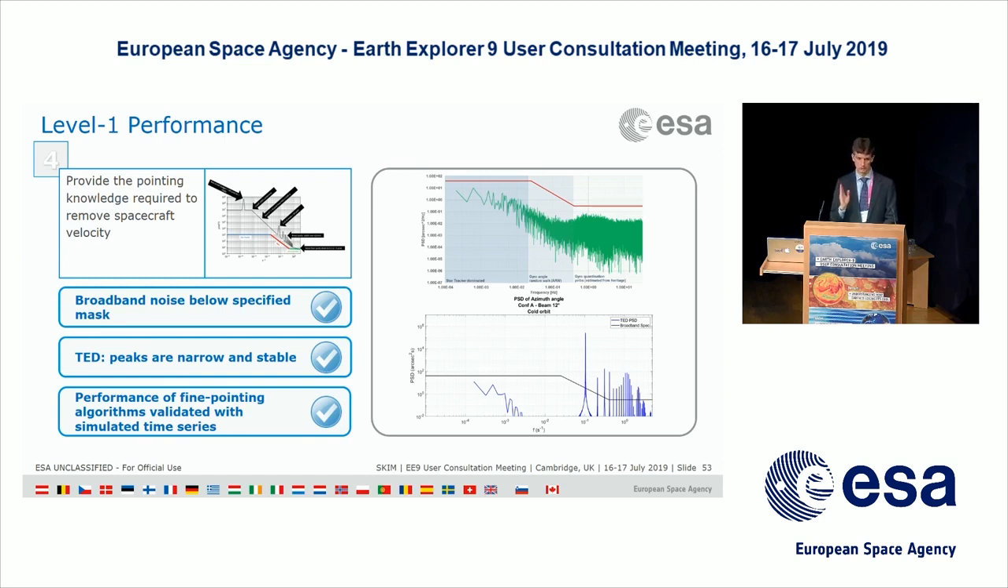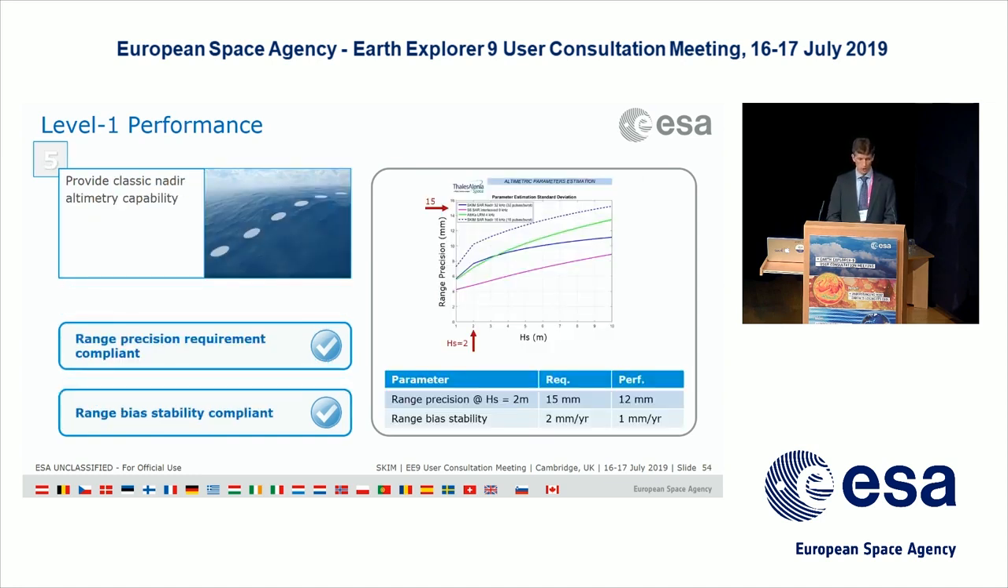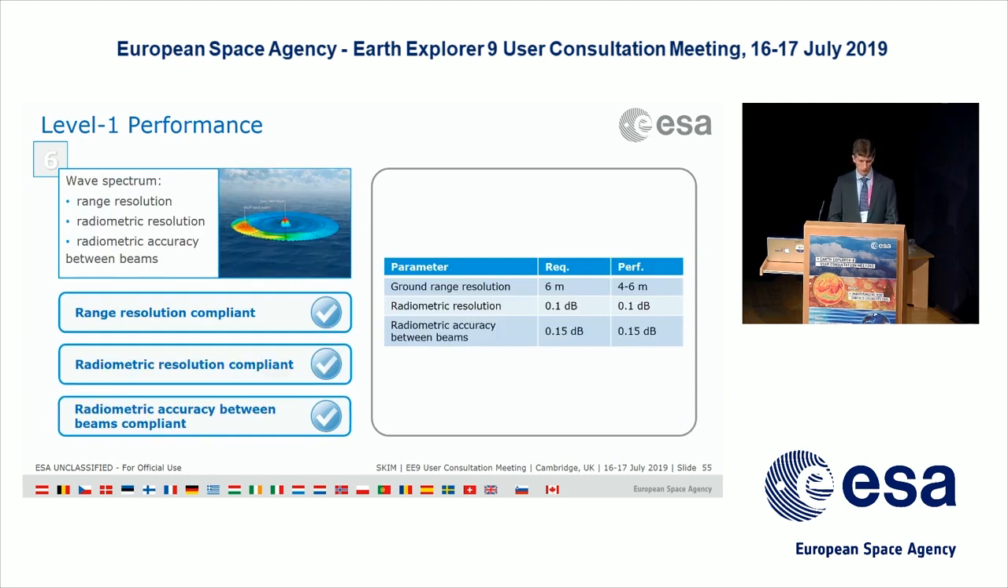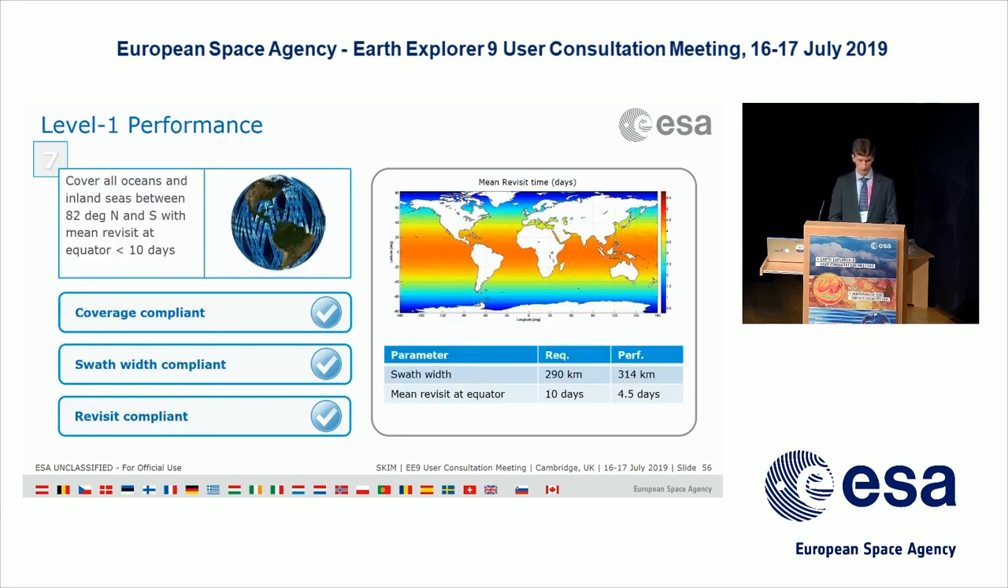On the nadir altimetry, we are exceeding by far the requirements, both on range precision and on range bias stability. For the wave spectrum, we are compliant on range resolution, radiometric resolution, and on the radiometric accuracy between the beams. We're covering all the oceans and inland seas between 80 degrees north and south. We have a swath width that exceeds the requirements from the scientists, and we have a mean revisit at equator that is better than what was required by the scientists.